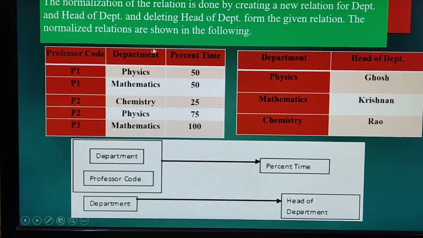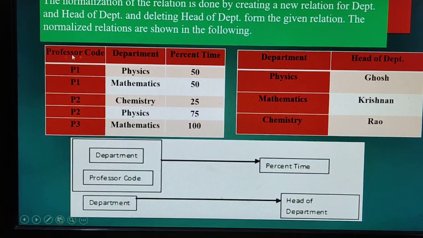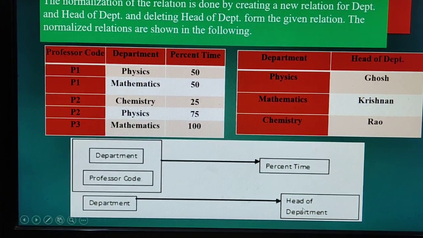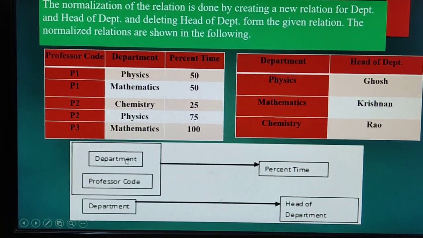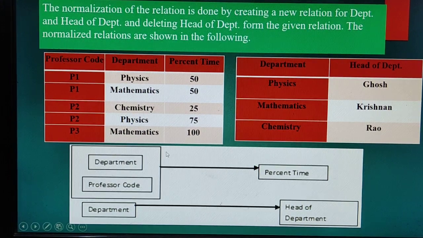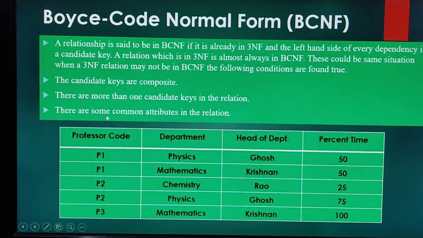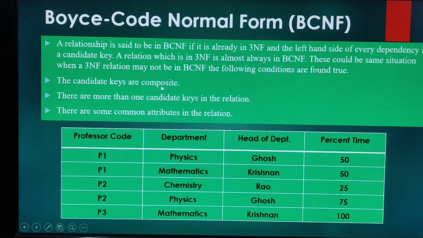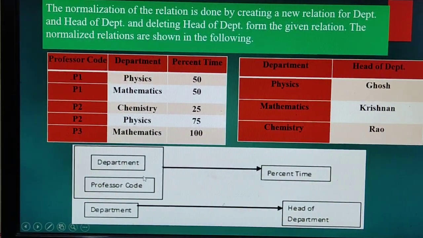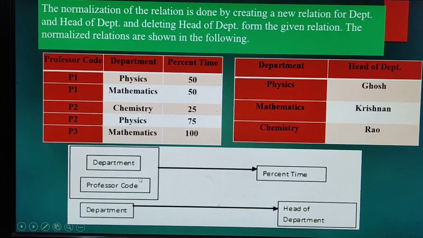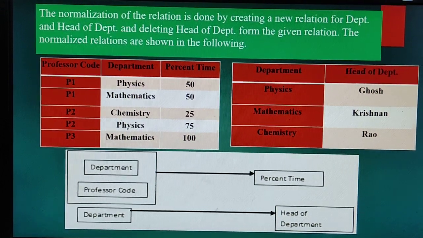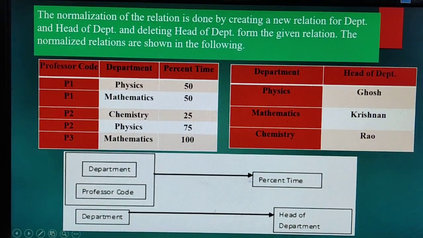Now in this scenario you will find professor code, department, and percentage time. This type of dependency you will find, percentage time depends on department and professor code, because we are taking them as a composite key. So as I suggested, if we have a composite key in our relation, then we can go for BCNF. So now here simultaneously we are considering 3NF and BCNF, both normalizations, because this type of situation comes.